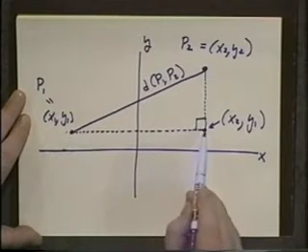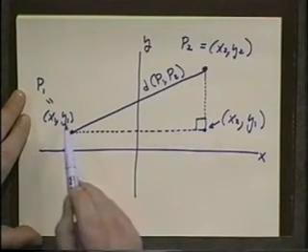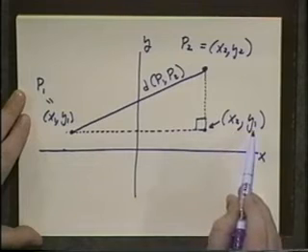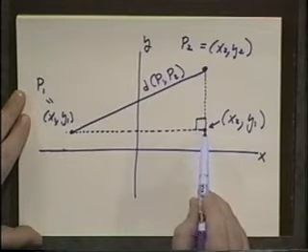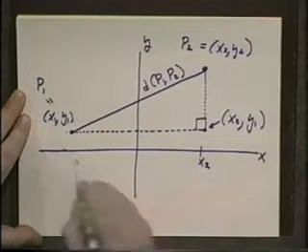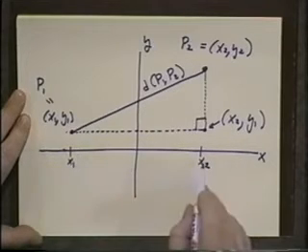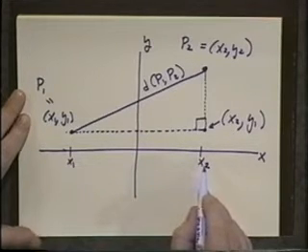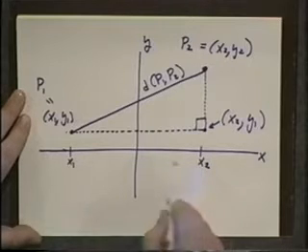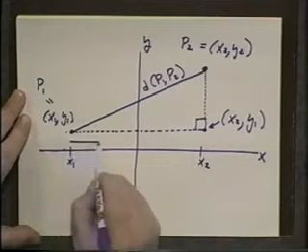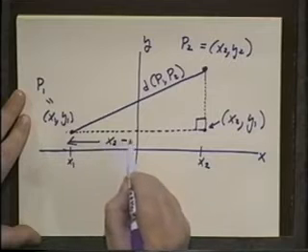Well, this horizontal distance is at the same height, y1, all along the way. So if x2 is here, and x1 is here, what's the distance between those two? We discussed that in the review. It's always going to be x2 minus x1. So this distance is x2 minus x1.